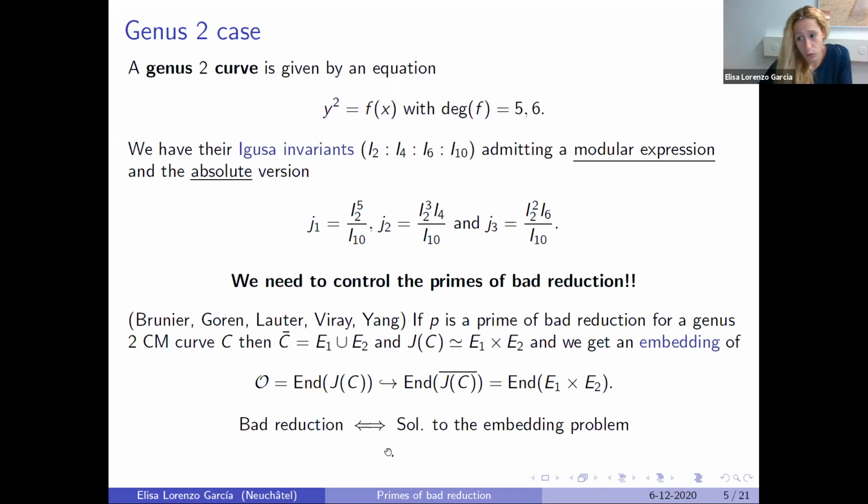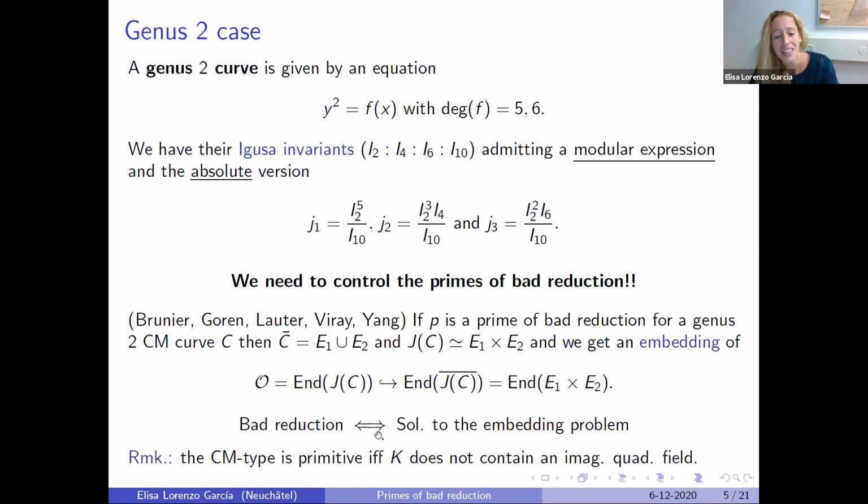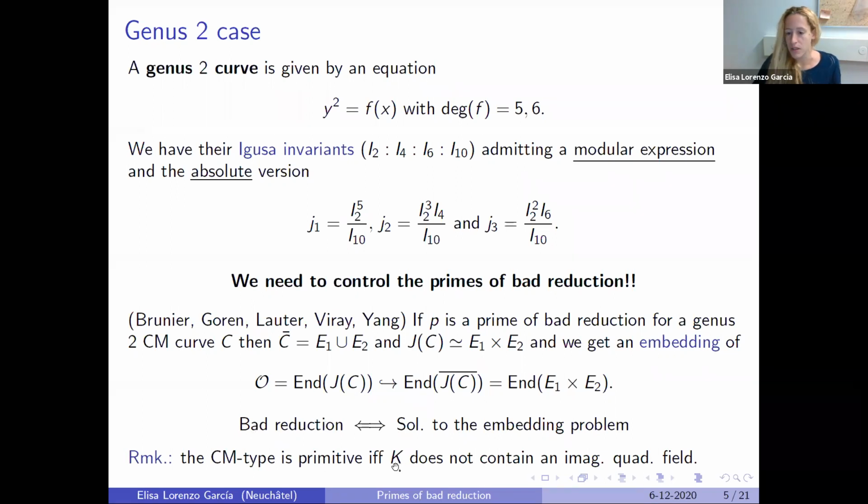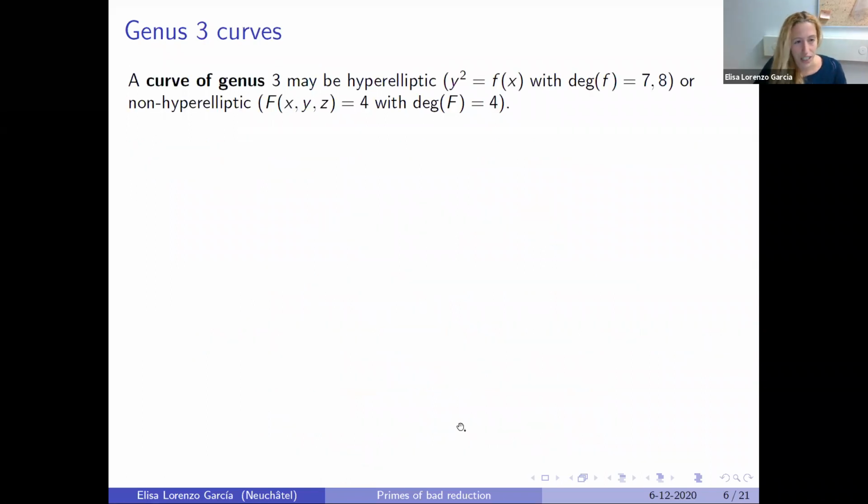So we are going to try to do this for genus 3, but here there is an important thing that is going to make things more difficult. We are working with simple Jacobians, so complex multiplication type primitive. And in genus 2, this is easy to characterize just by looking at the field. It is primitive if K does not contain any imaginary quadratic field. Unfortunately, for genus 3, it's going to be more complicated to take care of this. Okay, so let's go with genus 3.